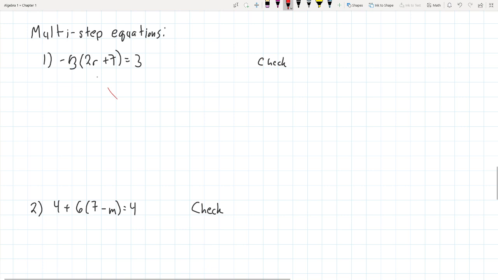So for number 1, there are two ways to go about this. There's the first way, which I'm going to show you, and then there's another way using the distribution property. I look at this and say, okay, this -3 is outside the parentheses, so I want to take care of that. What this -3 is doing is not subtracting, it's actually multiplying. So I'm going to divide by -3. That leaves me with, in parentheses, 2r plus 7, and that's going to equal -1. Now I can drop the parentheses, so I'm left with 2r plus 7 equals -1.